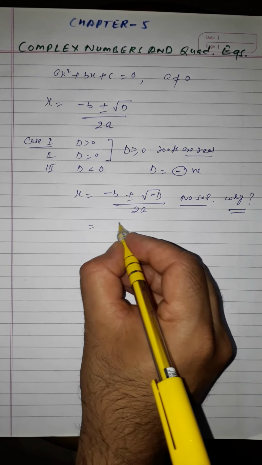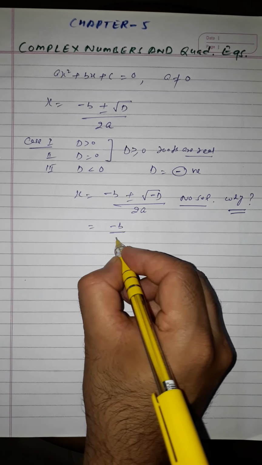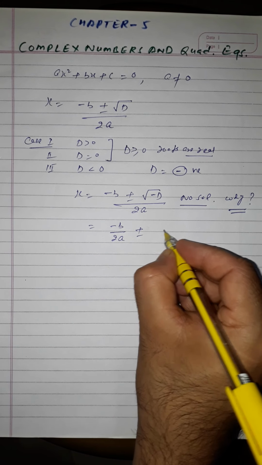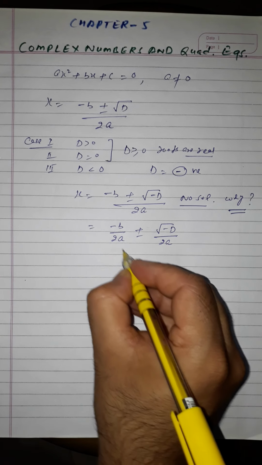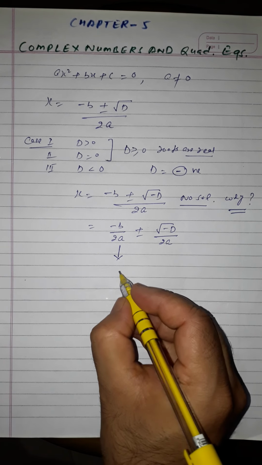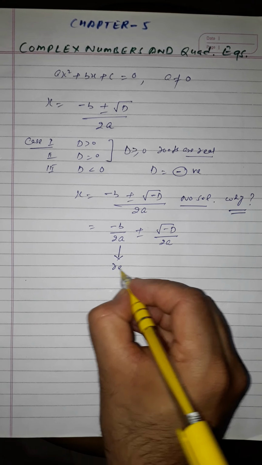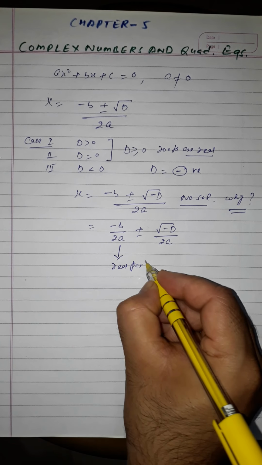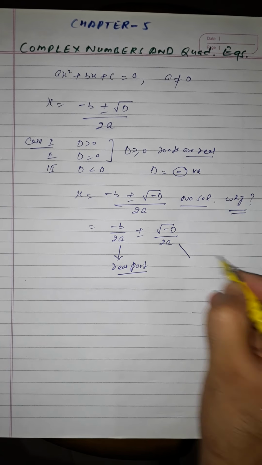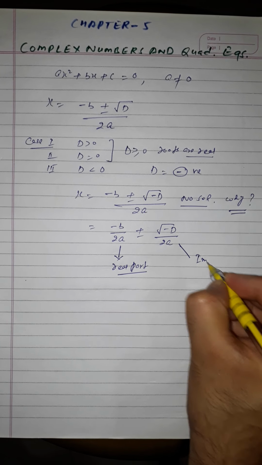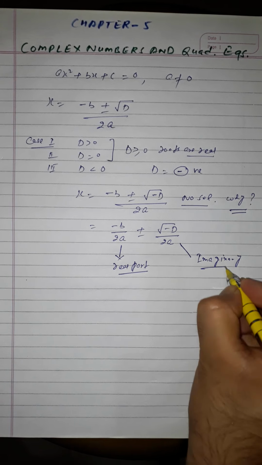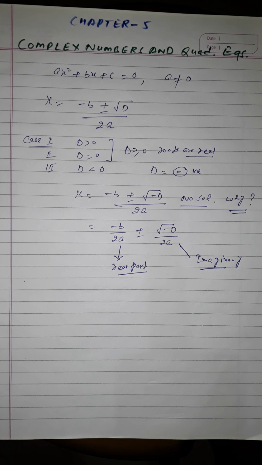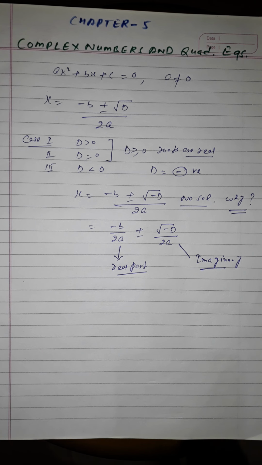Because when we separate them, taking their LCM, a new form comes, that is minus b upon 2a plus minus root of minus d upon 2a. In the complex number, we say that this part is the real part. There are two parts here, and this other part is called the imaginary part. Now I am making its link with your complex number.